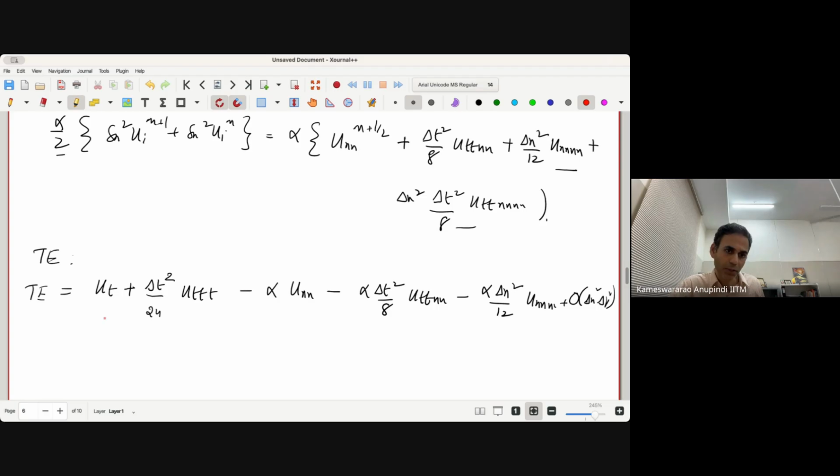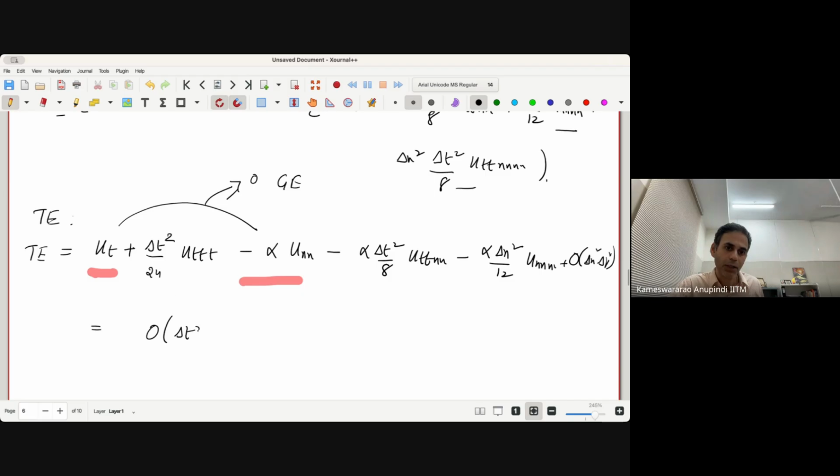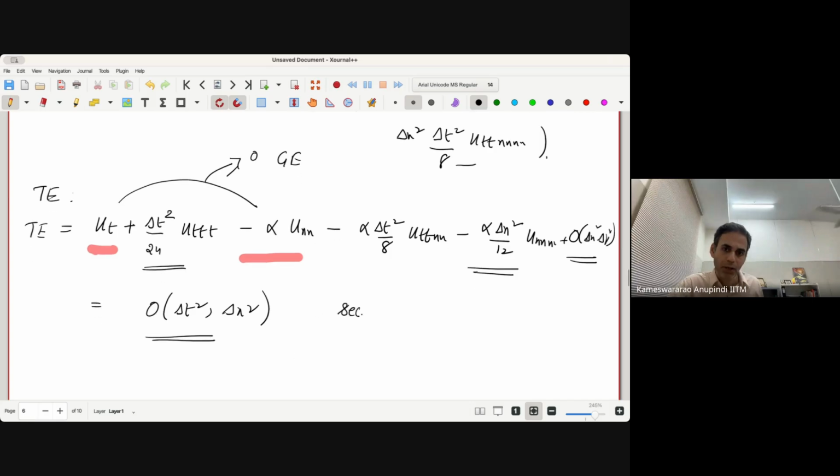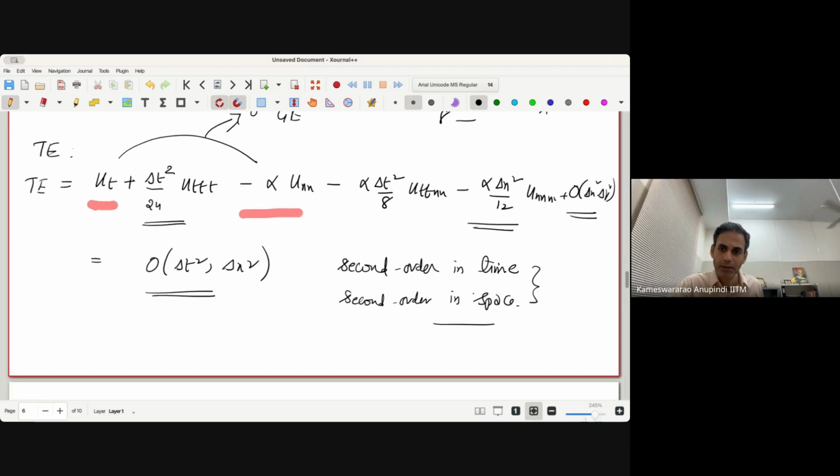Now you see that the first term ut, that is dou u by dou t, and then minus alpha dou square u by dou x square. Order delta t square term from here, and then order delta x square term from here. And then of course you have higher order terms. That means the truncation error is second order in time and second order in space for the Crank-Nicholson scheme.